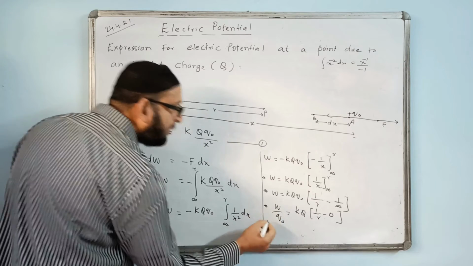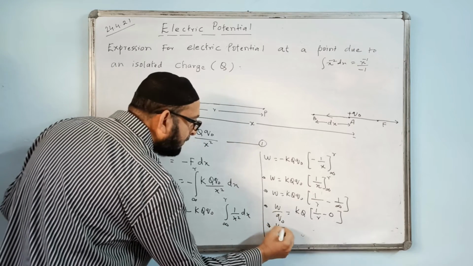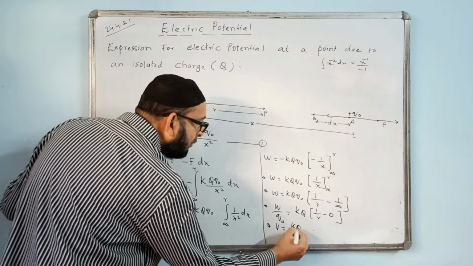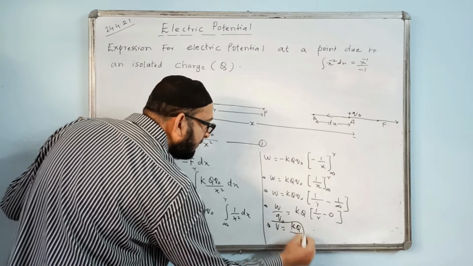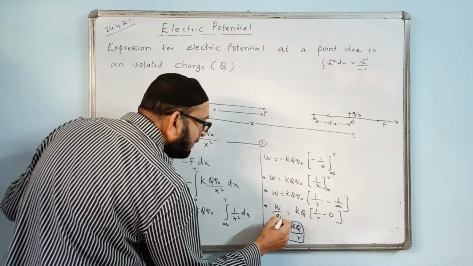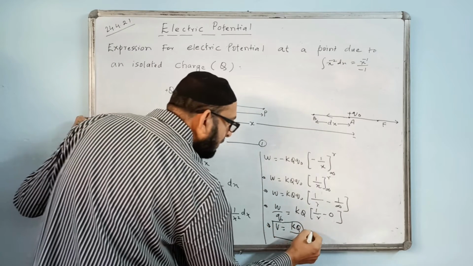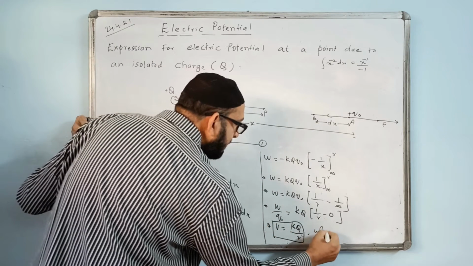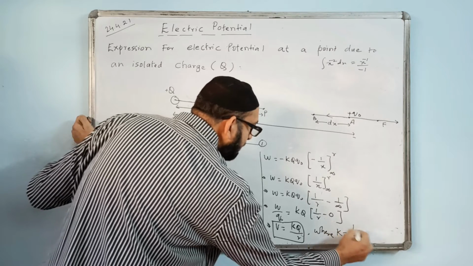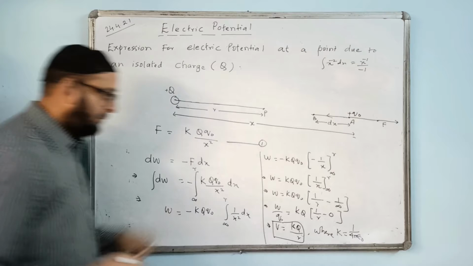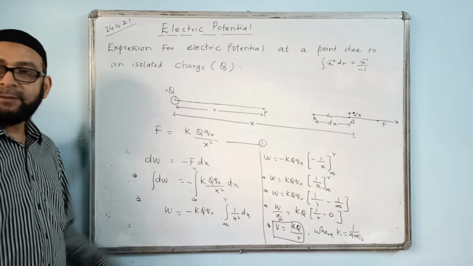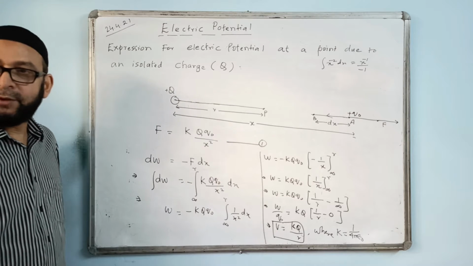So W by q naught is going to become V. It becomes kq, and this 0 is nothing, so the answer becomes kq by r. So this is the formula, where k is equal to 1 by 4 pi epsilon naught. So this becomes the formula of electric potential.